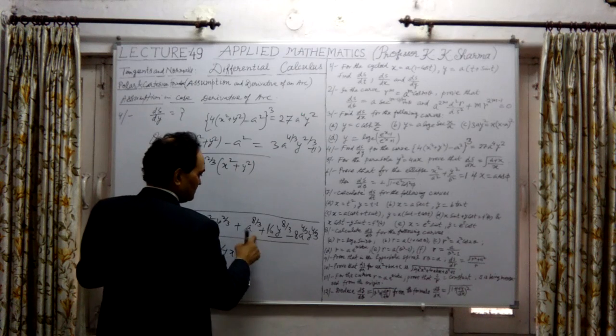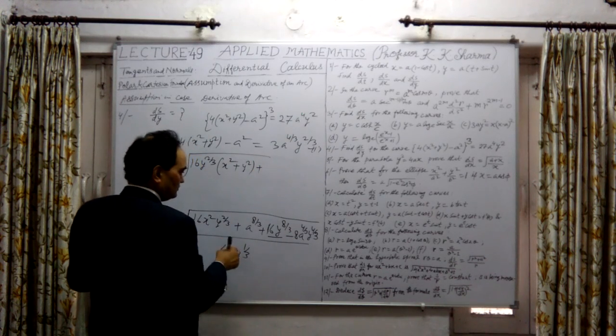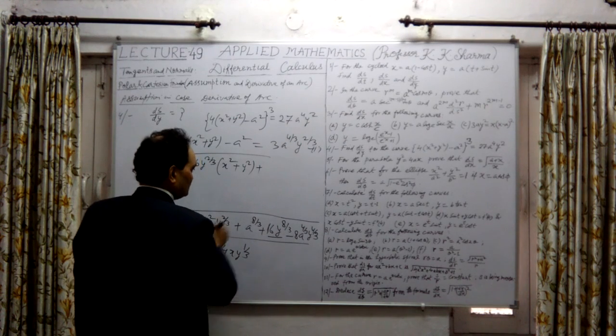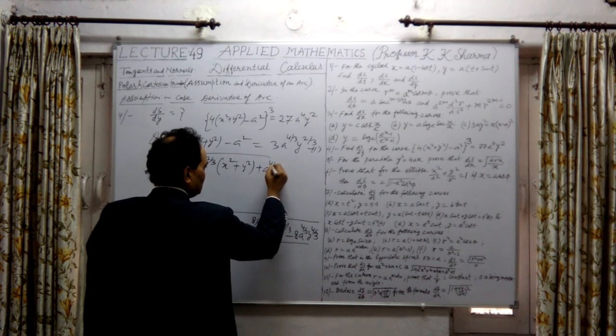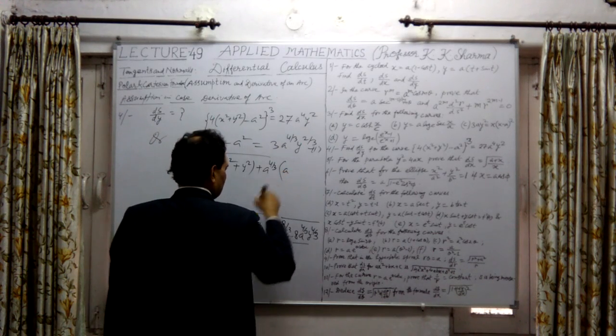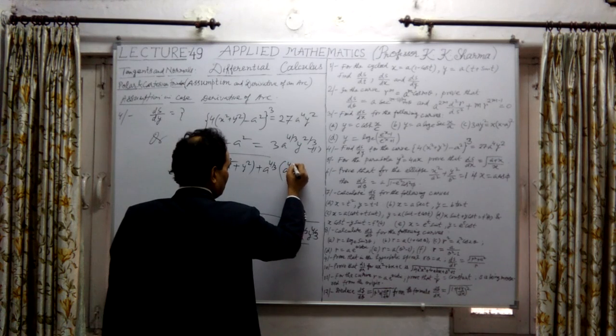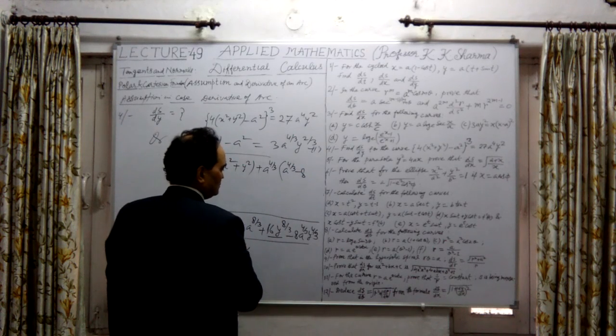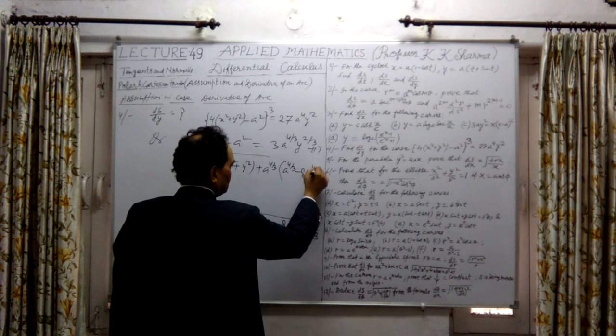Okay, then plus a, if I take common, it will be a raised power 4 by 3 common. Within bracket, we have 4 by 3, 4 by 3, 4 by 3 only. This is with minus sign, 8 into y raised power 4 by 3.